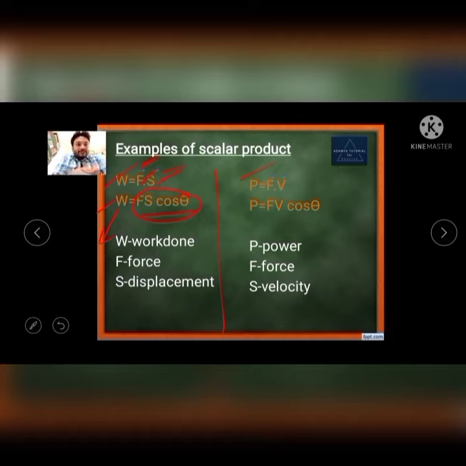Another scalar quantity you will get. And one more example you can see here: power is force into velocity. If you calculate the dot product between force and velocity, Fv cos theta, this is nothing but a scalar product or dot product. Here also, both force and velocity are vectors, so the dot product between force and velocity will always give a scalar quantity, which is power. Clear? So this is how scalar product or dot product works.